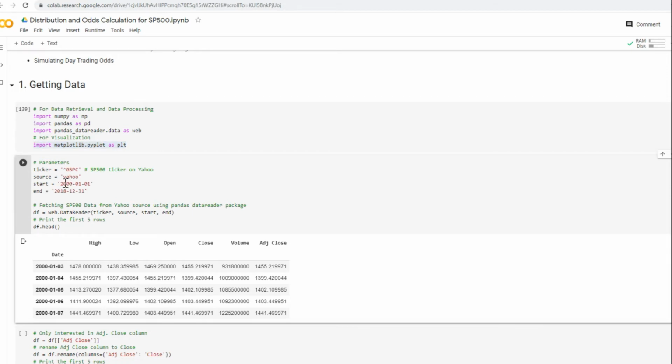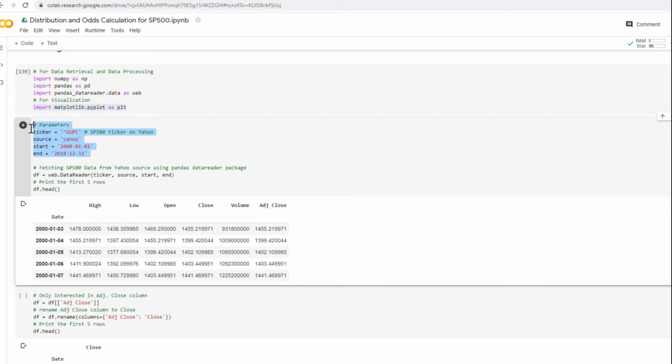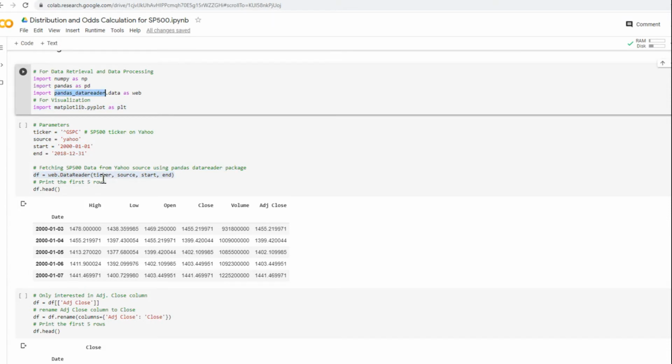Now in this cell you set the parameters. For the ticker we select the S&P 500. If you Google at Yahoo what the ticker is for the S&P 500, it will give you GSPC. So you type that here, then for the source we select Yahoo, and we have a start date of 2000 first. All these parameters you can use and tweak as you want. It's just an example, right? The next step is to pull the data from the source. Like I said, we use pandas data reader to pull the data.